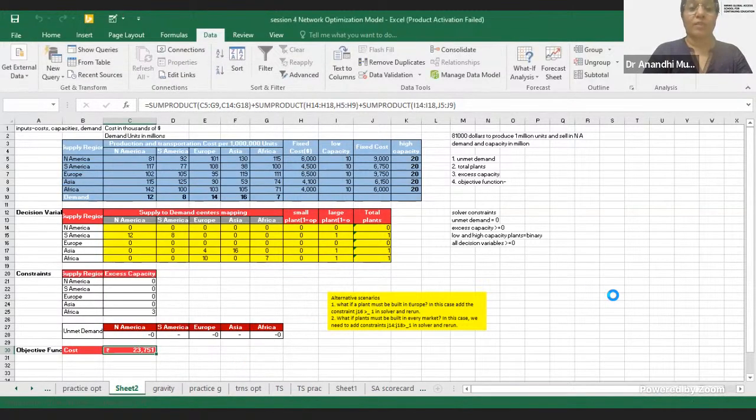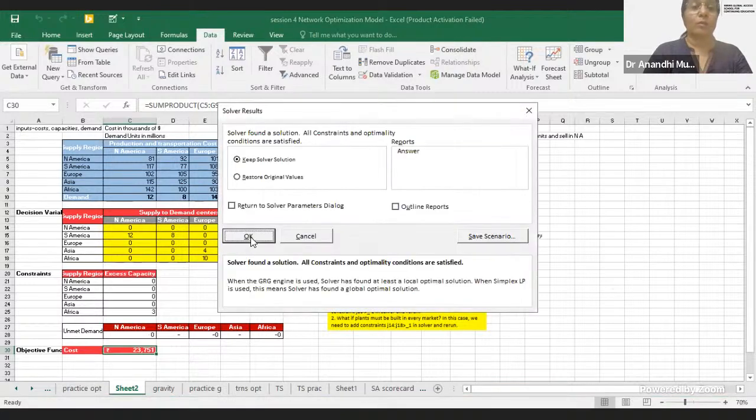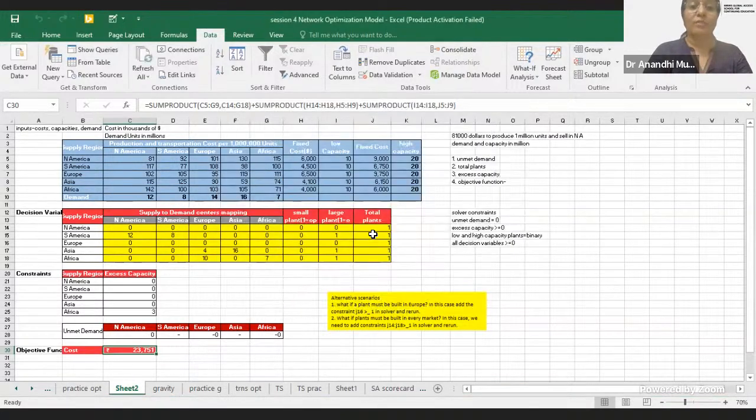It will take a few seconds now. Once again, I will take your questions now. Okay, click OK. So now see, since we added that as a constraint, that means I wanted one plant in all the locations. So it is suggesting plants in different locations.